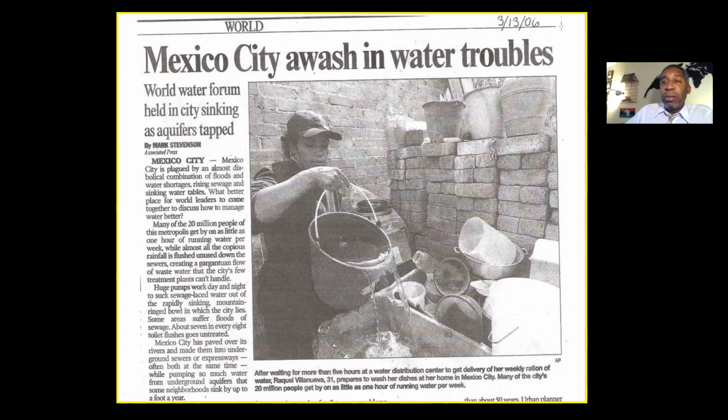So again, we take water for granted. We just get up in the morning, turn the tap, turn the spigot on the shower, and don't even think about it. In other parts of the world, just getting that is an arduous task, hours standing in line, and then you don't get a whole lot of water. And that's in Mexico City. This is not in some rural area out in the countryside where you would expect a lack of infrastructure. This is in the city.